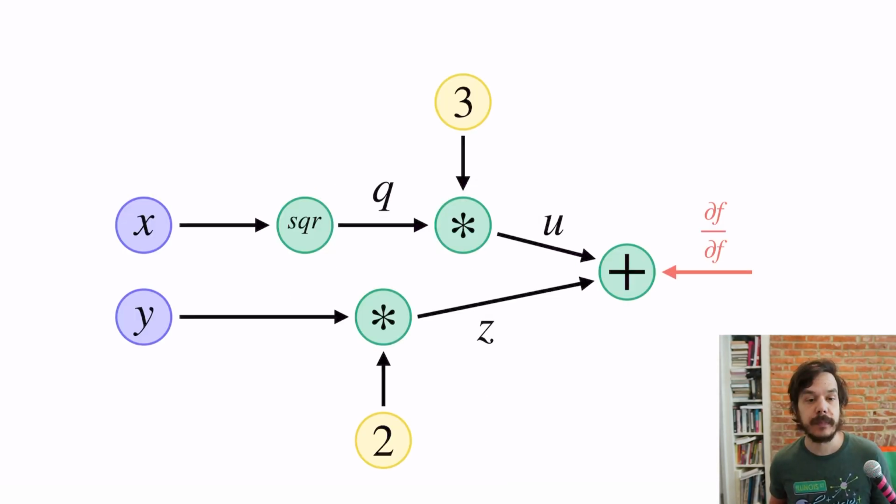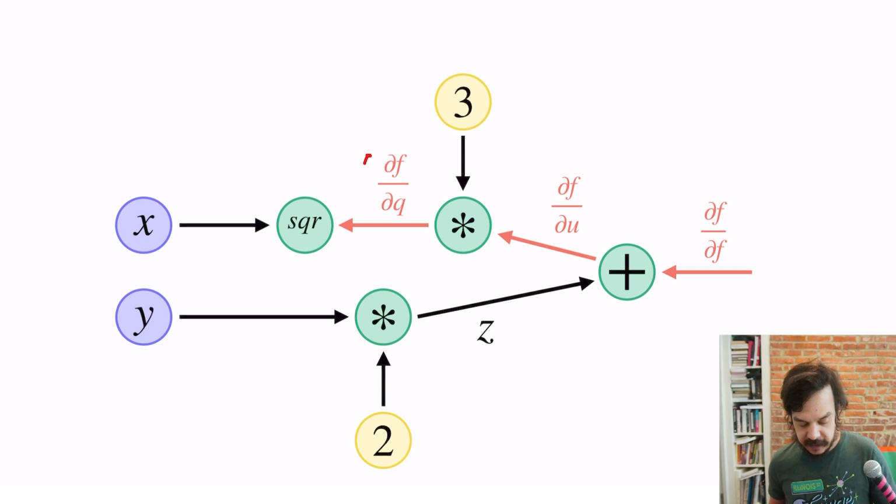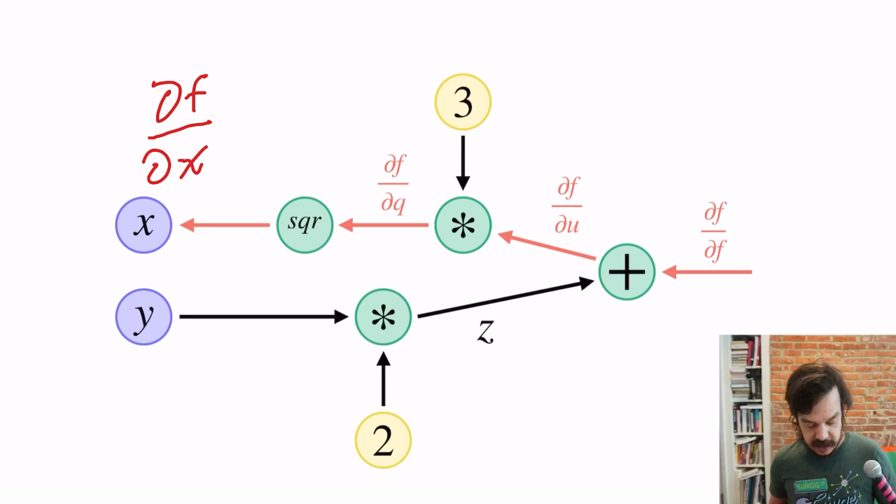And the reason it's called backpropagation is because we usually start at the end where we have a known derivative. The derivative of f with respect to f, or itself, is just 1, and we essentially propagate backwards these partial derivatives. Taking one step, we have the derivative of f with respect to u, and then the derivative of f with respect to q, and finally the derivative of f with respect to x. And it's an identical thing on the bottom with y.